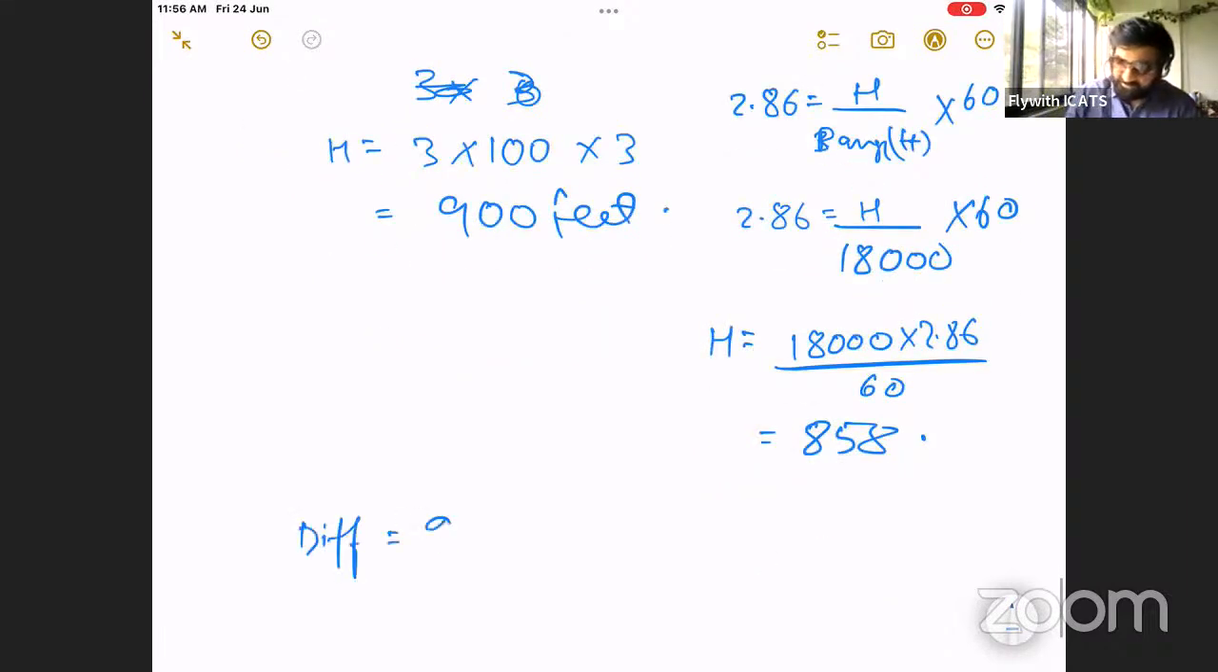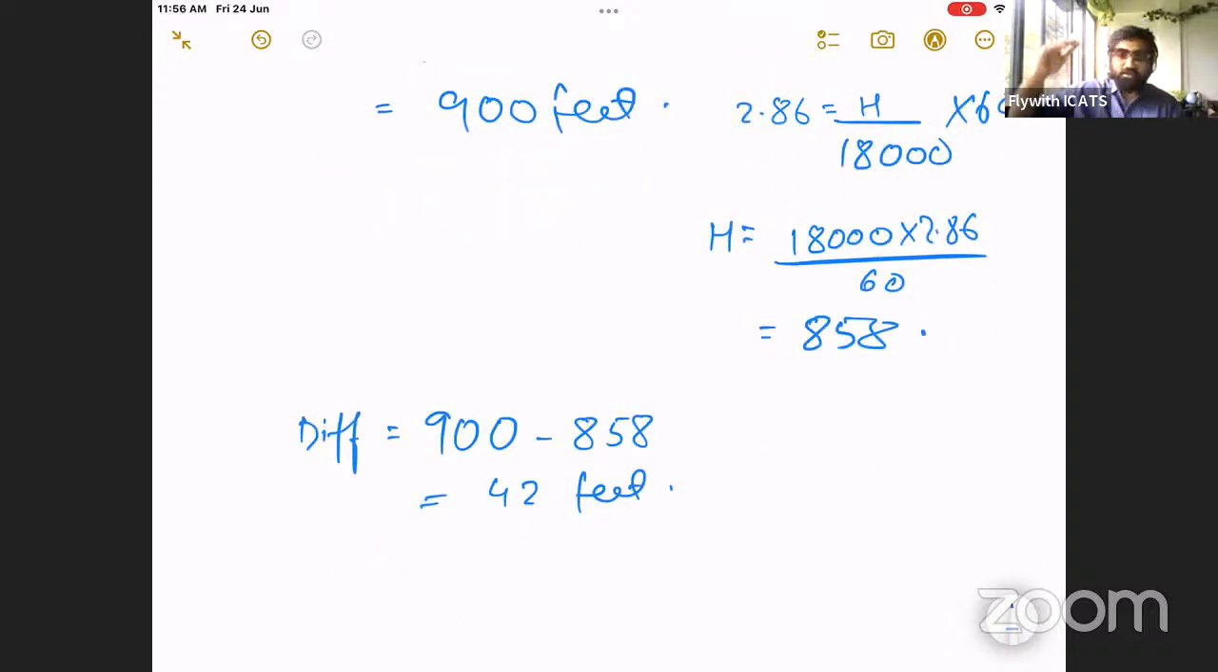Difference is 900 minus 858 is equal to 42 feet. And you already know the glide slope angle is lower. It means you are below the actual height. Okay.